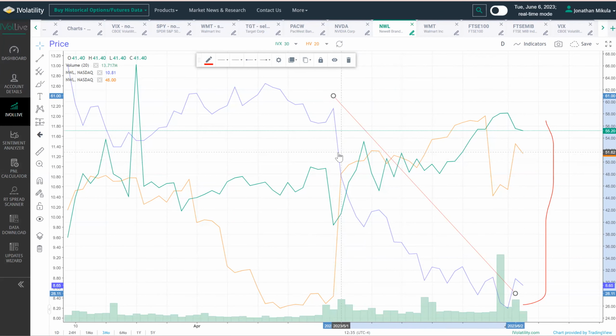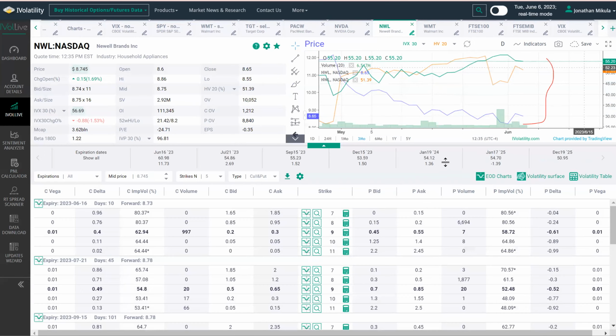So another way to access charts on Newell that I will show, get rid of that. So again, you have the options chain view for Newell. You can see the next available expiration here is June 16th. So unlike the VIX and unlike the SPY, which had options expiring every day, most underlying stocks are on Fridays, right? So 6/16 would be a Friday. Then, of course, July 21st would be another Friday.